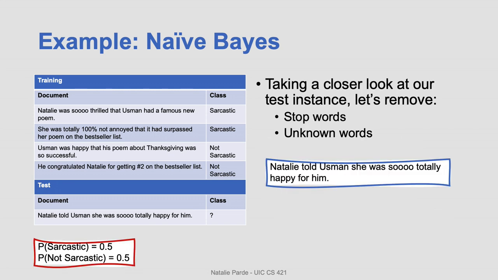We have 10 words in our test sentence if we just do white space tokenization, but taking a closer look at it, we decide that we don't really want to consider stop words. We also want to make sure that we remove any unknown words from the equation. We'll remove stop words first, so we check our stop word list and end up removing she, was, for, and him. Next, we'll move on to unknown words. We see that the word told never occurred in the training set, so we'll go ahead and remove that too. So we're down to 5 words now.